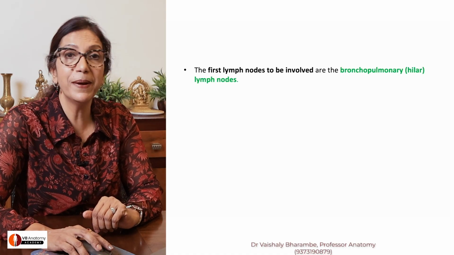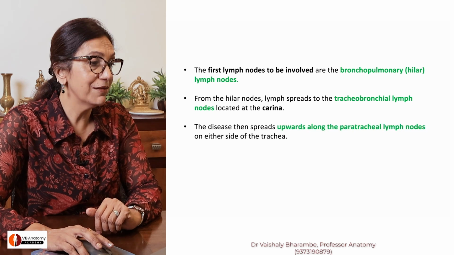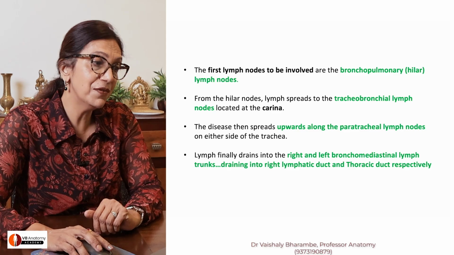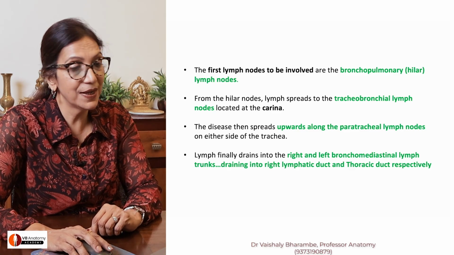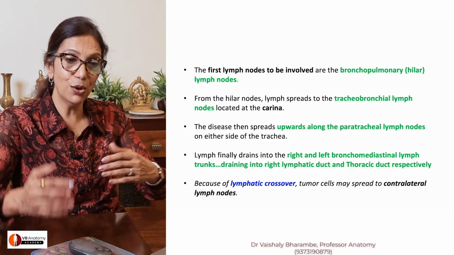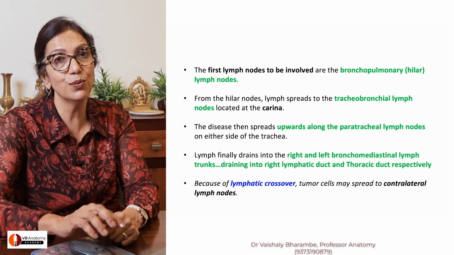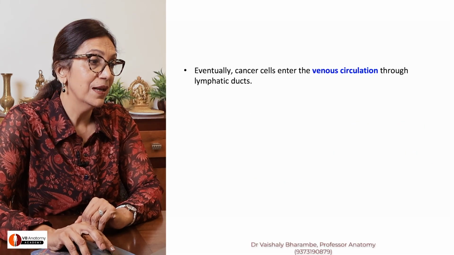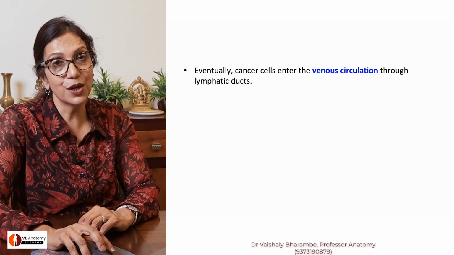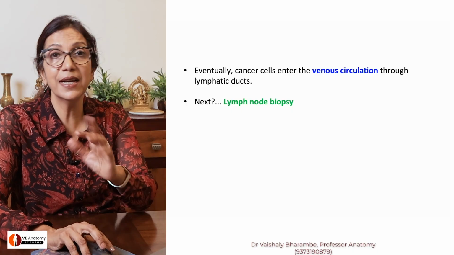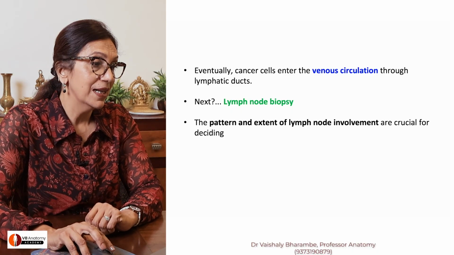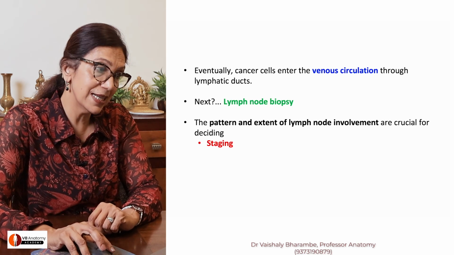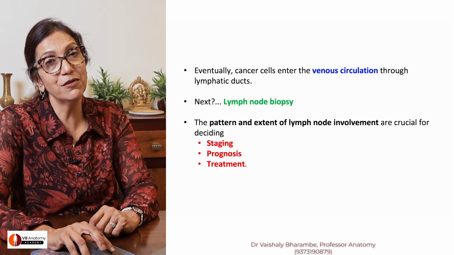So let's see how they spread. First they go to bronchopulmonary lymph nodes, tracheobronchial lymph nodes, paratracheal lymph nodes, right and left bronchomediastinal lymph trunks to thoracic duct and right lymphatic duct. Remember, there is also a certain amount of lymphatic crossover. So, cells can spread to the contralateral lymph nodes as well. Cancer cells finally enter the venous circulation. What will you do? You will take a lymph node biopsy. The pattern and extent of lymph node involvement is crucial in deciding the staging, the prognosis and the treatment for this patient.